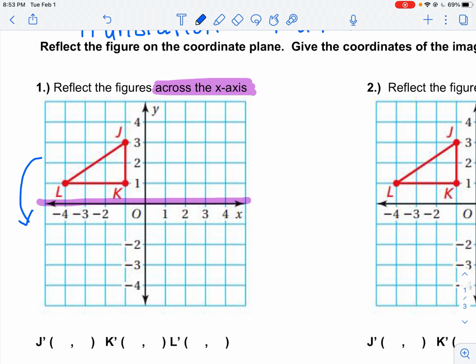So I'm going to start with letter K. It is one space above the x-axis, so I'm going to put it one space below, and I'm going to label it K prime. I can also see that the L is one space below -4, or above -4, so I'm going to put it one space below -4 and call it L prime. And then if I just want to count from K to J, I can see there's 2 spaces, so I'm going to make sure I go 2 down from K to put my J prime. And then I'm going to connect all my points on the grid.